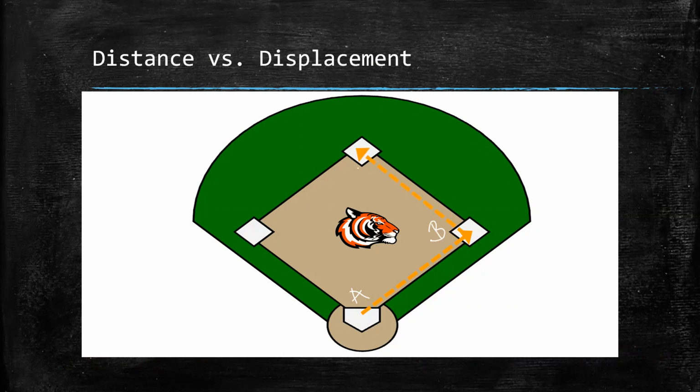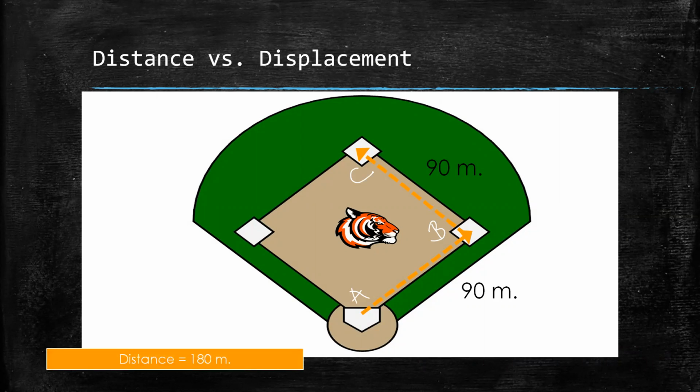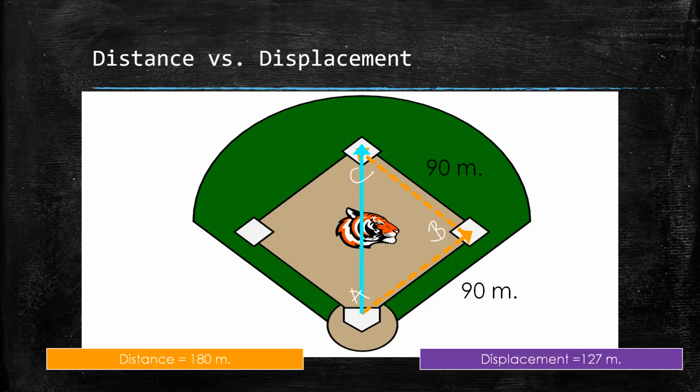Now, if the same person starts moving from point A, reaches point B, and then further walks and comes to point C, and each side length is 90 meters, his distance will be 90 plus 90, 180 meters. Whereas displacement means what? It is the shortest distance between initial and final position. So the length AC will give you displacement. When you use the formula and find the length AC, you can see that it is 127 meters. So in the first case, distance and displacement were equal. In this case, distance is greater than displacement.